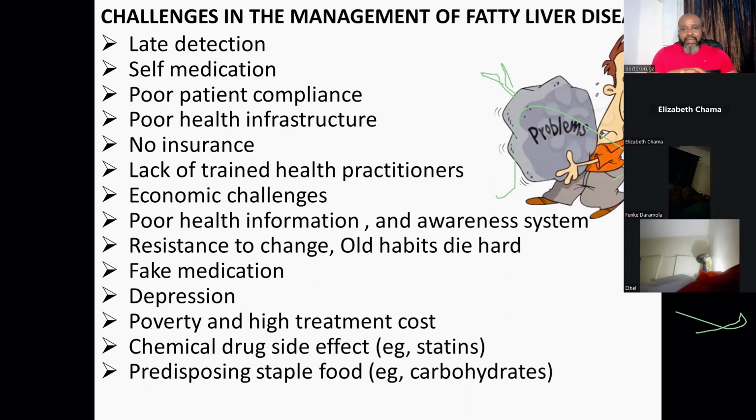Chemical drug side effects. An example is the 3-hydroxy-3-methylglutaryl coenzyme A reductase inhibitors, also known for short as statins. They cause a lot of issues, especially in the muscles of the body. You have to be careful. Of course, there is the predisposing staple food. You go to some countries or parts of the world like ours here, and you see that our staple foods are often carbohydrates. We have cassava, yam, potato, all sorts of things. Then we have companies that produce refined carbohydrates that help us mix and eat all sorts of heavy food that can eventually predispose us to particular diseases and other lifestyle diseases. These are challenges we're having to handle.